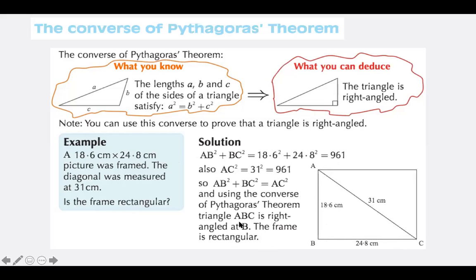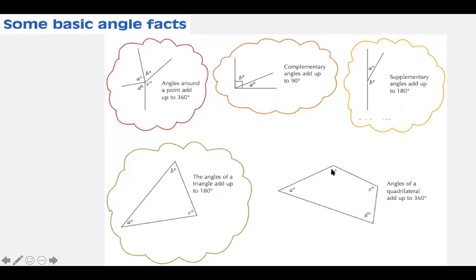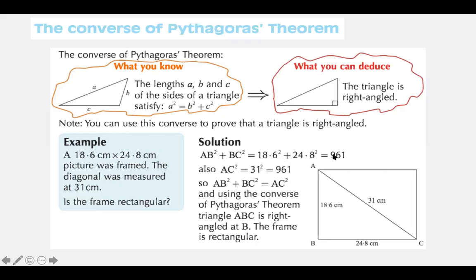So you don't need to write all these triangles. You just say, using the converse of Pythagoras, the frame is rectangular because you've proven that. Yes. You need to do one calculation and another one where you add those. And that's how you would answer this question.